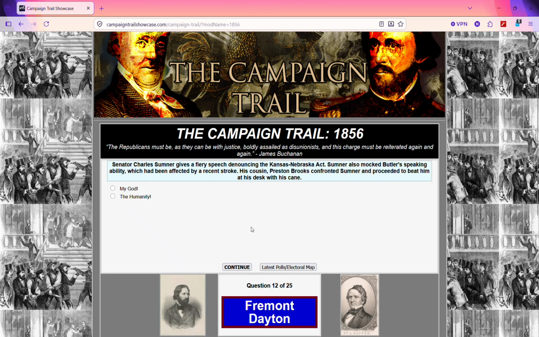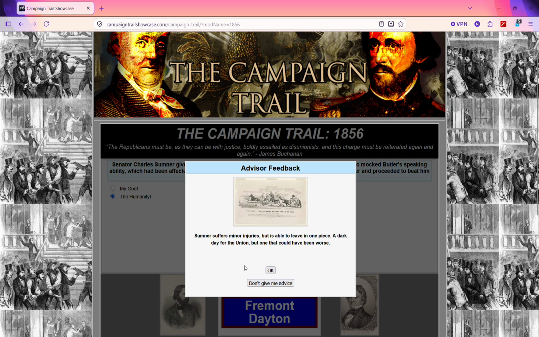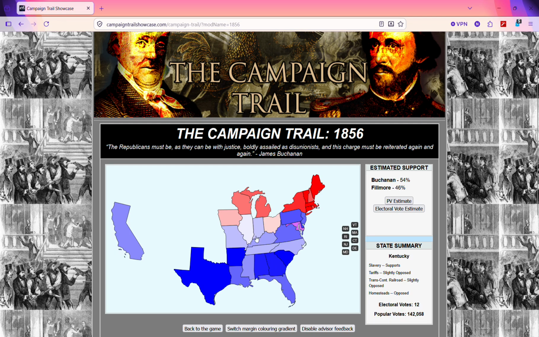Senator Charles Sumner gives a fiery speech denouncing the Kansas-Nebraska Act. Sumner also mocked Butler's speaking ability, which had been affected by a recent stroke. His cousin, Preston Brooks, confronted Sumner and proceeded to beat him at his desk with a cane. Sumner suffers minor injuries, but is able to leave in one piece. A dark day for the Union, but one that could have been worse. I don't know if that's good for us or not.